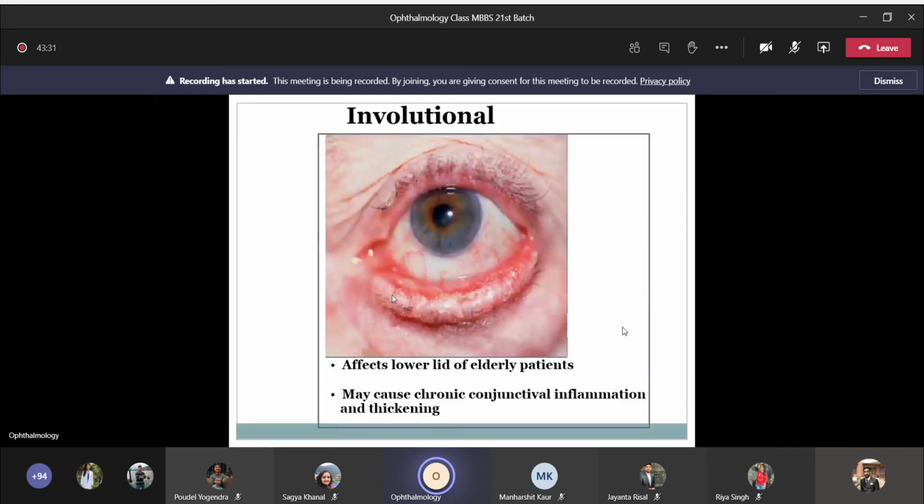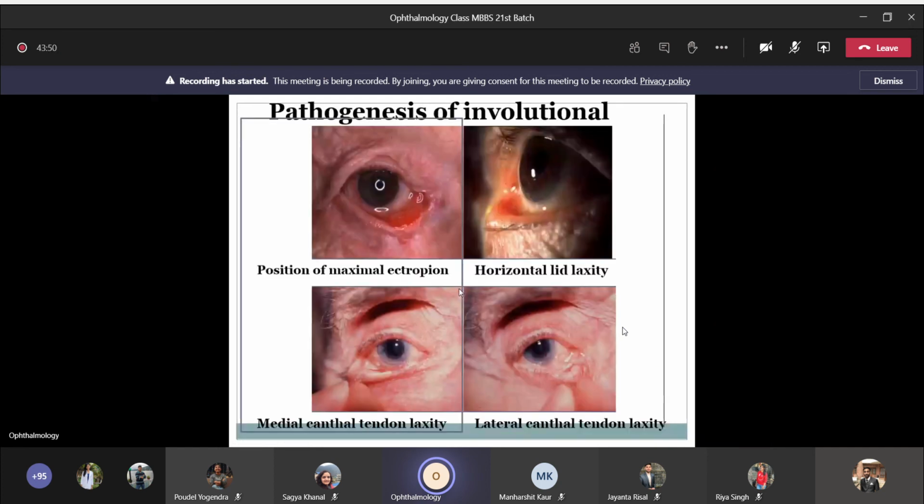Okay, involutional, it affects lower lid of elderly patients. It may cause chronic conjunctival inflammation and thickening of the conjunctiva. As the conjunctiva is exposed, it will lead to inflammation and thickening of conjunctiva. So pathogenesis is same: horizontal lid laxity, medial canthal tendon laxity, and lateral canthal tendon laxity.